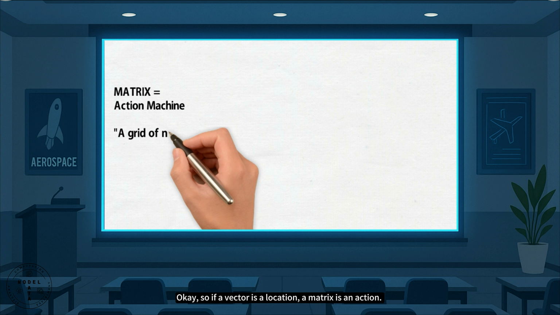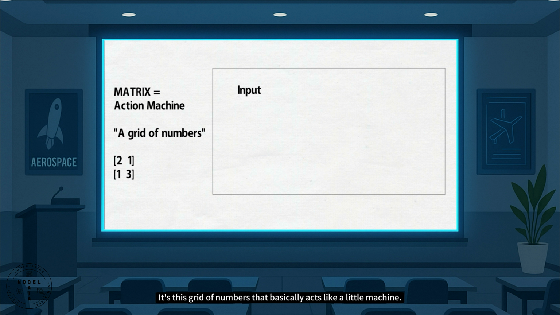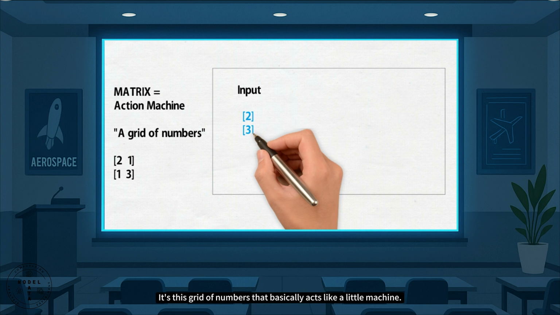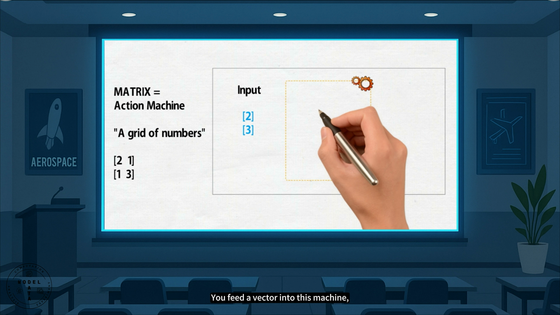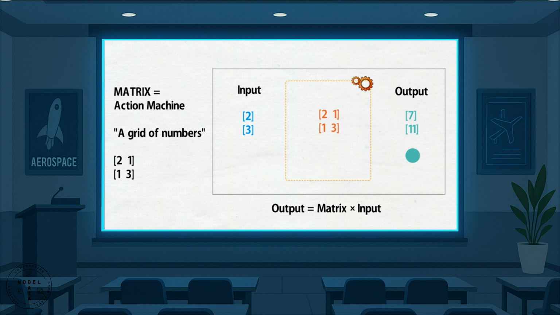Okay, so if a vector is a location, a matrix is an action. It's this grid of numbers that basically acts like a little machine. You feed a vector into this machine, and it performs a specific operation on it. It changes the vector based on the set of instructions that are coded right into those numbers.